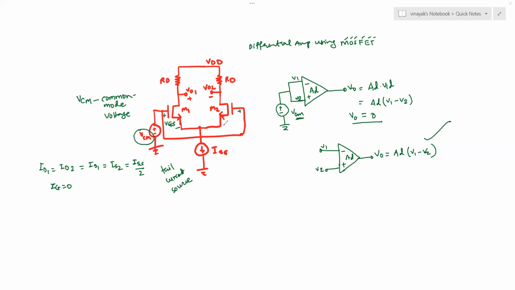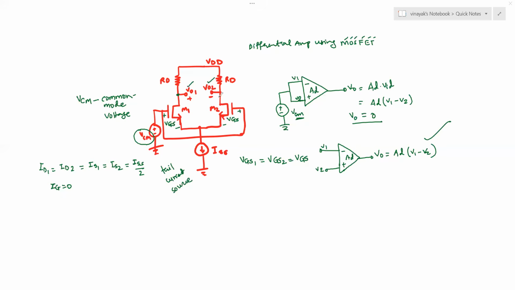Here also, the voltage between gate and the source is called VGS. So here we say that VGS1 is equal to VGS2 is equal to your VGS. Okay, and now there is a differential voltage produced, that is VO1 and VO2.